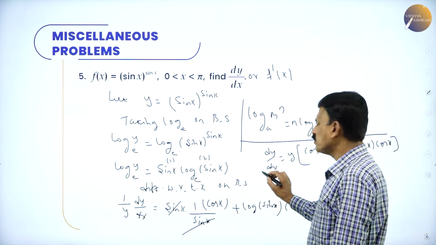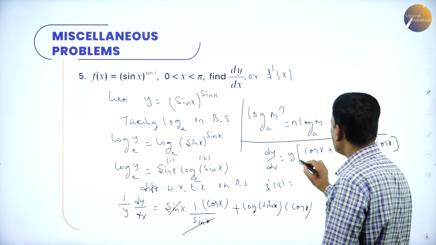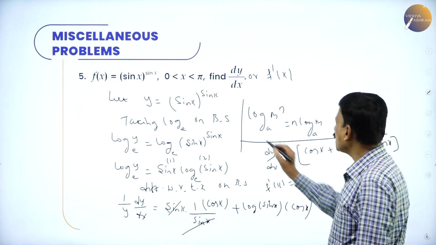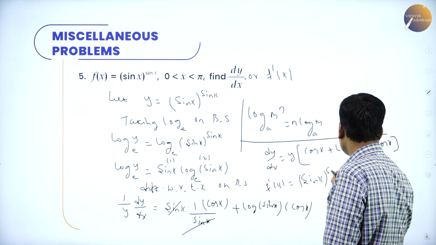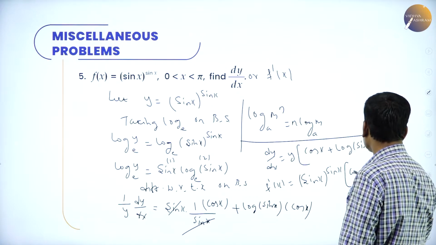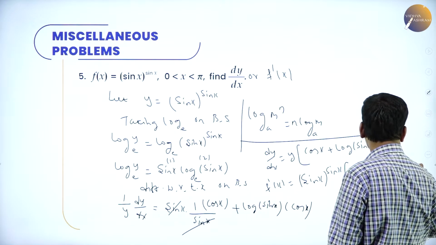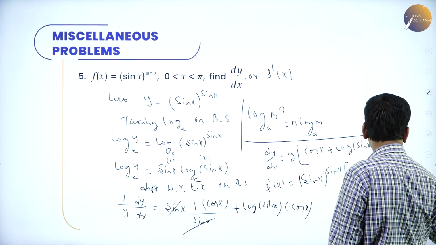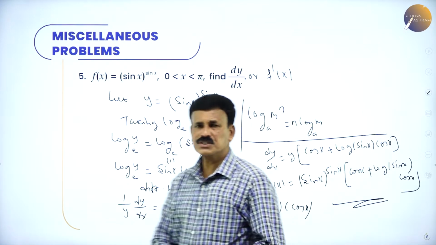So this can also be written as f dash x. So f dash of x is equal to, what is y? y is nothing but sin x to the power of sin x. Sin x to the power of sin x into cos x plus log of sin x into cos x. This is the differentiated answer. This is the required answer.